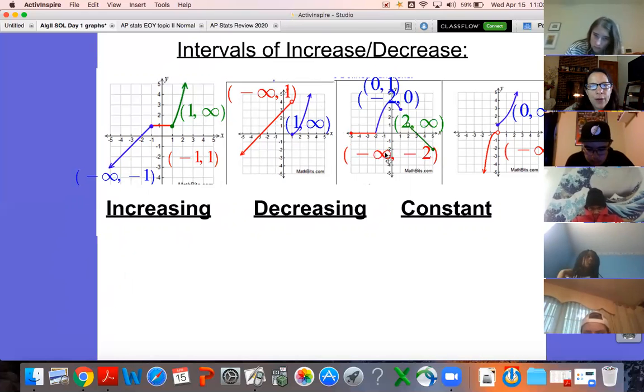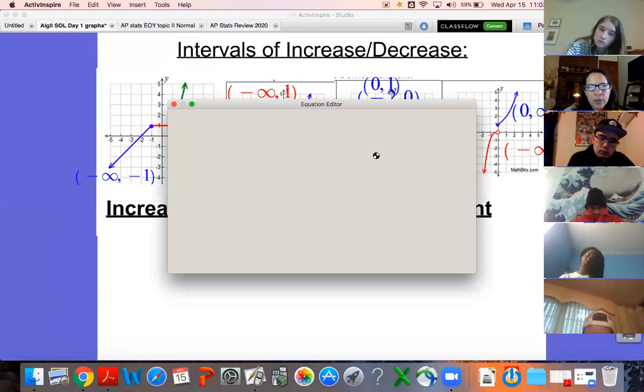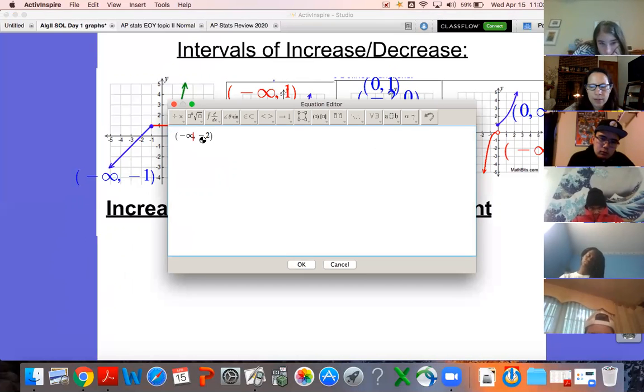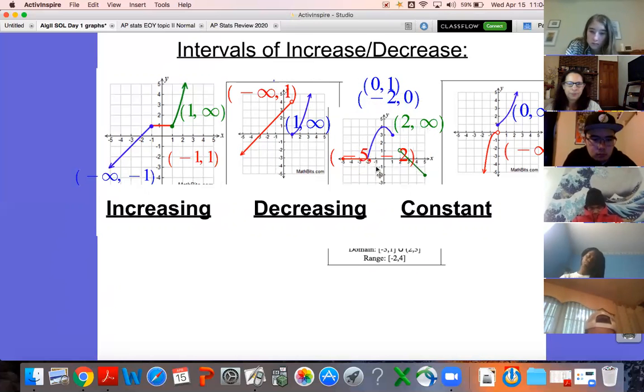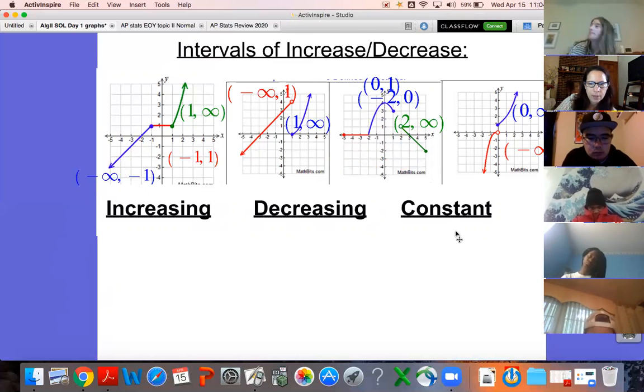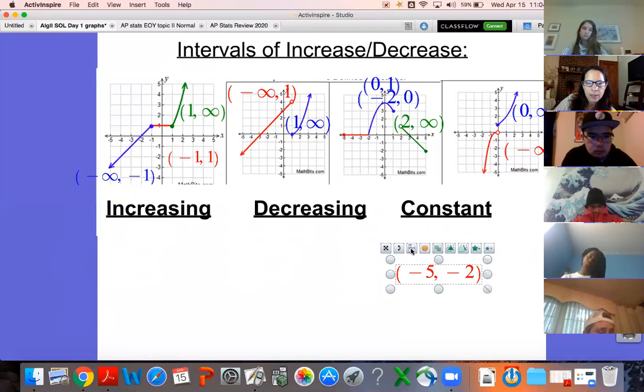Okay, so the third graph, this red piece goes from, actually it doesn't go from negative infinity. It goes from -5 to +2. Let me change that. -5 to +2. And so what is it doing? Yep, constant. It is staying constant.